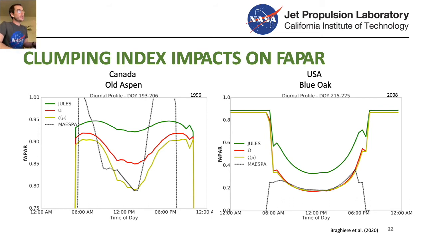And we used a land surface model, JULES, which is the land component of the UKESM, the British Earth System Model, to calculate FAPAR for both sites. So when we calculate FAPAR for the old Aspen site, we have here the two stream of JULES in this green line. And then if we just add clumping without zenith variation, we have the red line. And if we have clumping with zenith variation, we have the yellow line.